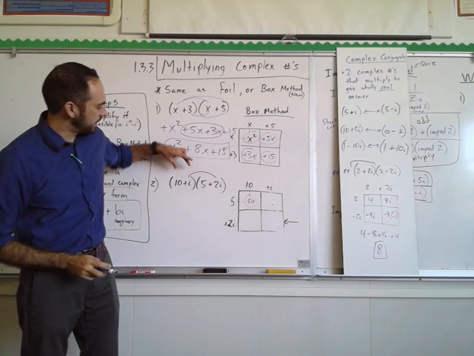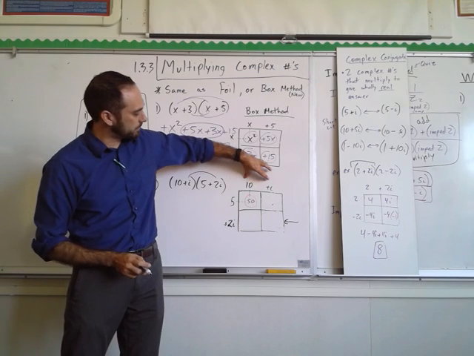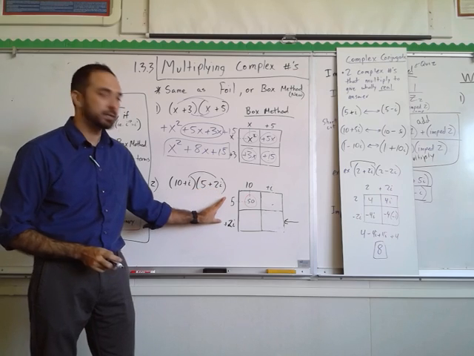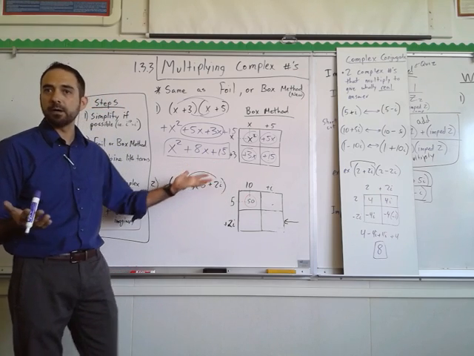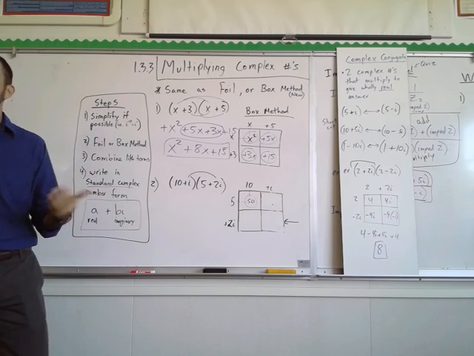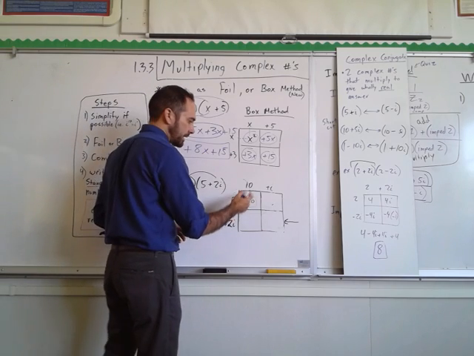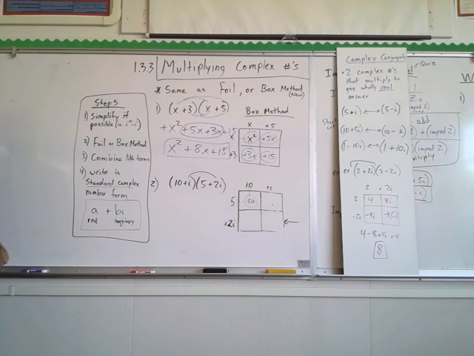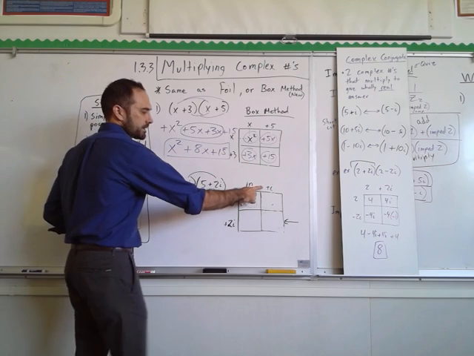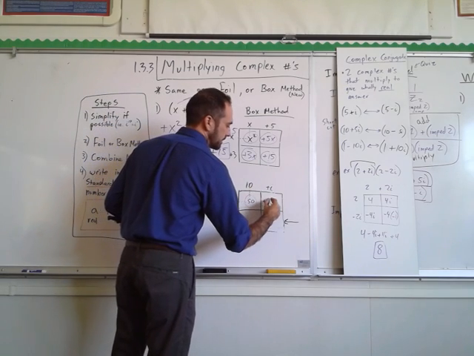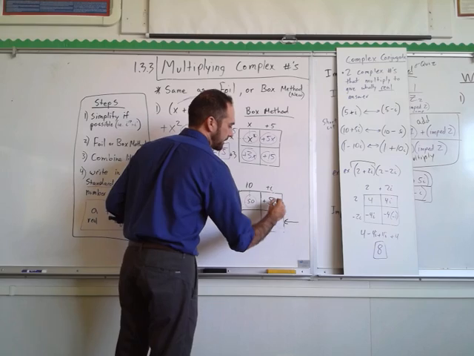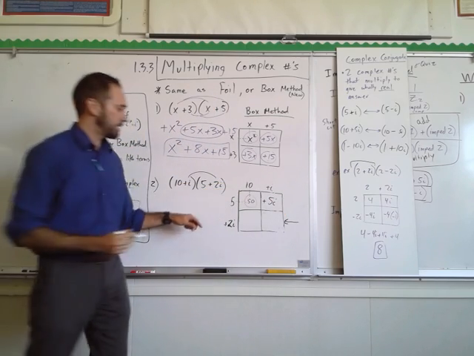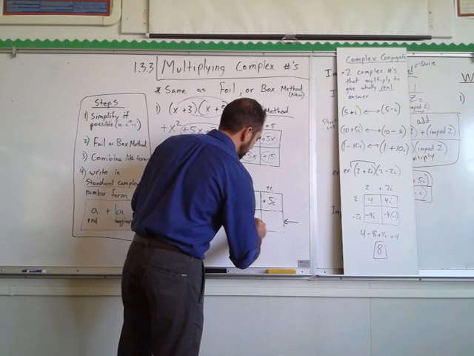So I take one of my binomials, just like with the box method, and I split them up between the boxes. 5 plus 2i I'm putting down here. It doesn't matter which one you put where. It really doesn't matter, because we're just multiplying them together anyway. So when I do so with this, positive i times 5, positive 5i. 10 times positive 2i, positive 20i.